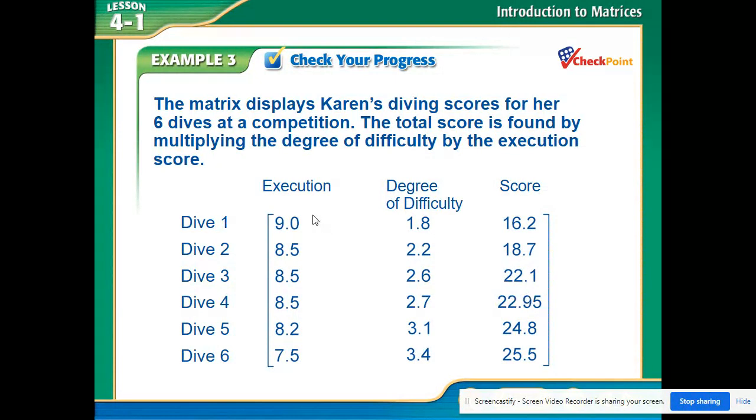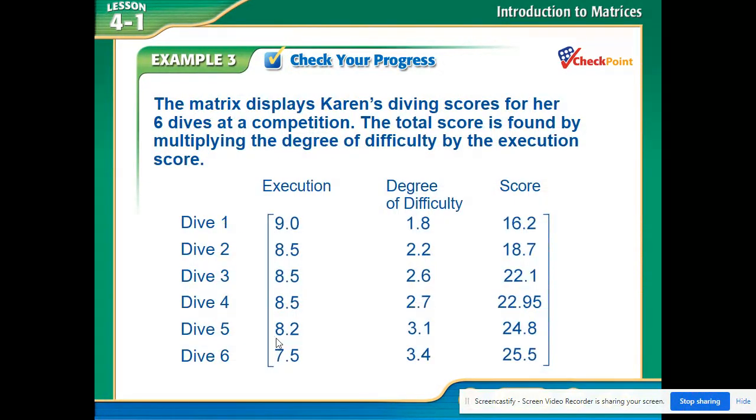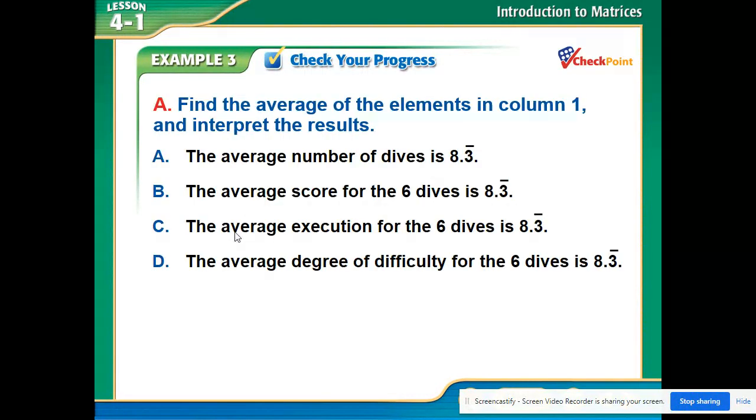All right, so we have our execution, degree of difficulty, and her score. Find the average of the elements of row 1 and interpret the results. So we can go ahead and add all these up and divide by how many there are. Now, what would that result be? It would be the average of her execution, how well she executed different dives. So the average execution for the 6 dives is what we're talking about. In this case, it's 8.3. They're all 8.3 here, but which one? It wasn't the degree of difficulty. It wasn't the average score. And it wasn't the average number of dives. It's how well she executed.